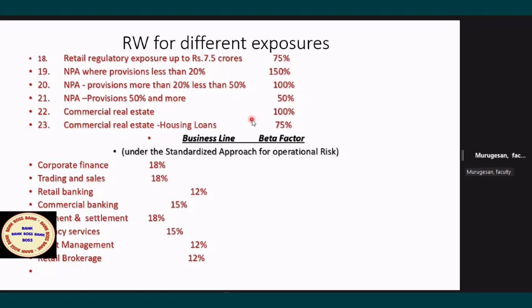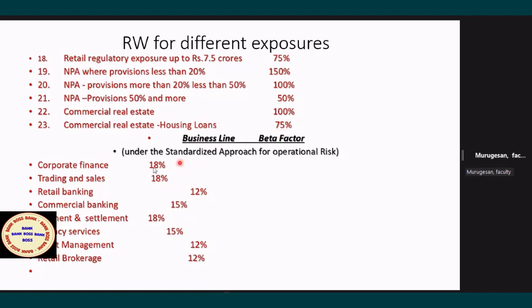Commercial real estate, 100%. Commercial real estate also, housing loans are there. In a commercial complex, if the commercial part is on that side, and the houses are on this side, then for that particular part, 70% risk.